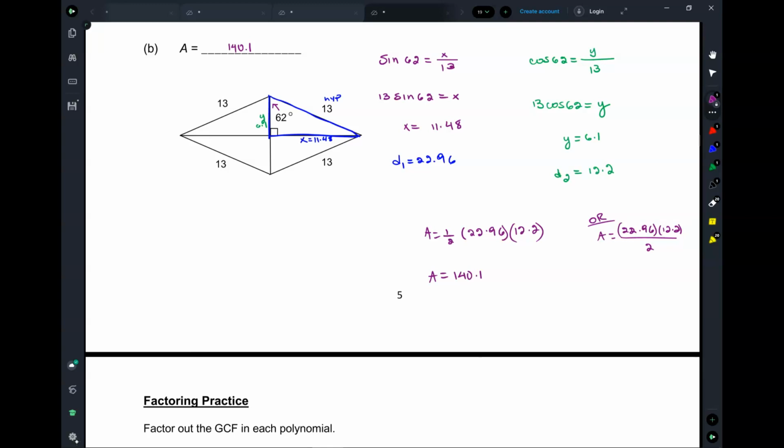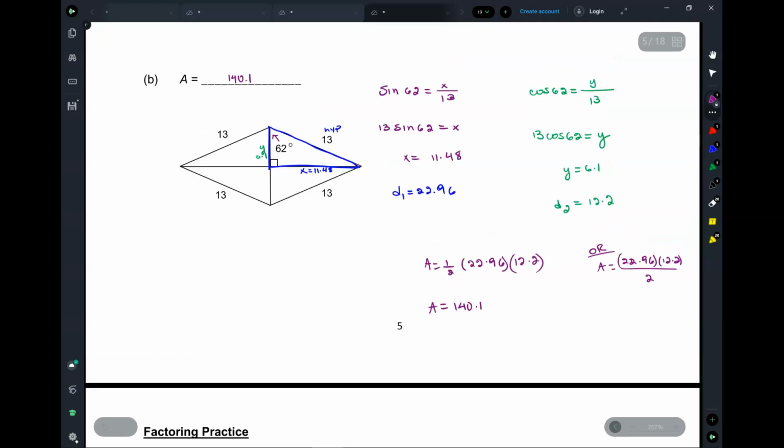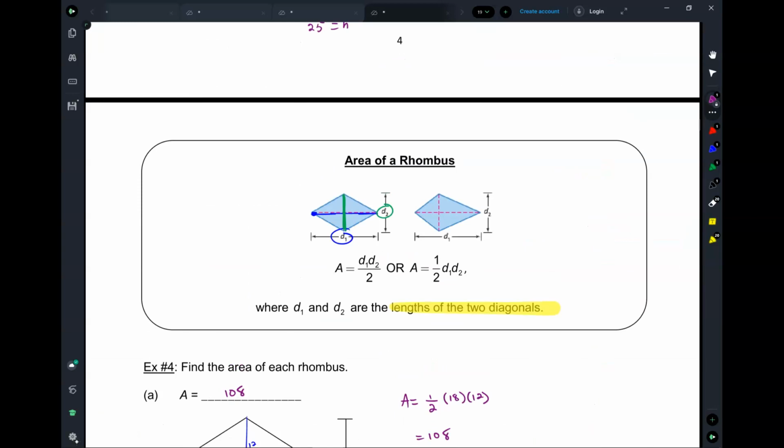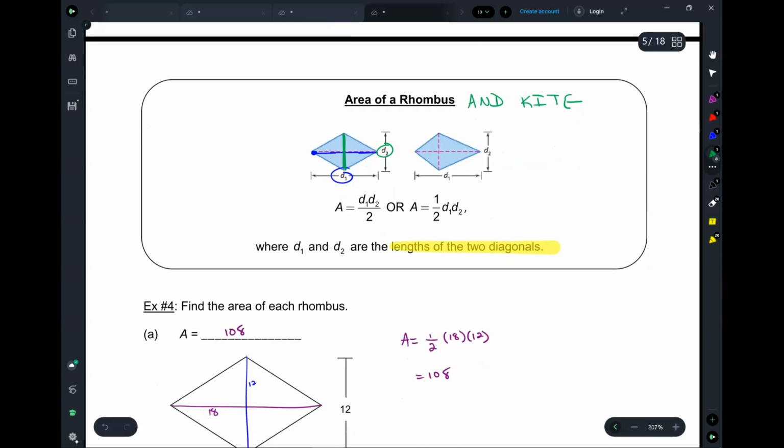As Rihanna said earlier, if you have a kite, it's exactly the same thing. So let's add it here. Do you see how a kite is just like a skewed rhombus? The concept is the same. Any questions?